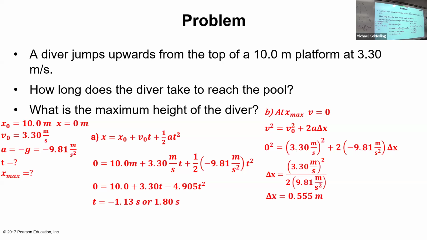That comes out to 0.555 meters for delta x. But we started at a height of 10 meters. So x max is x naught plus delta x. So 10 meters plus 0.555 meters is 10.555 meters. So that's the last problem for the chapter. I'll give you guys a chance to note it down.